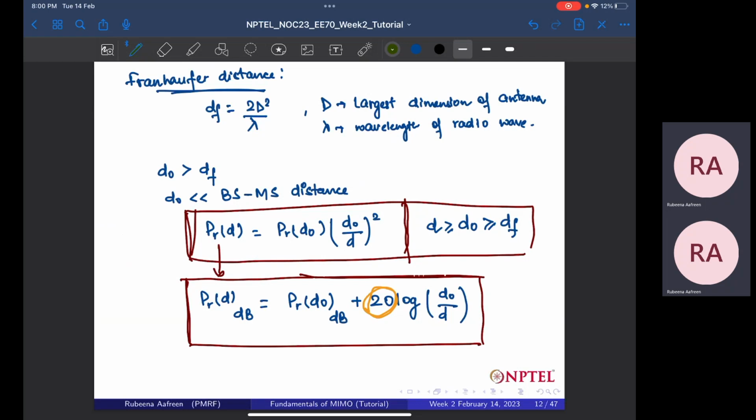Then we saw the limit on d naught: it should always be greater than the Fraunhofer distance, that is 2d square upon lambda, where d is the largest dimension of the antenna and lambda is the wavelength of the radio wave. So based upon these two assumptions, we have defined the received power at a distance d.